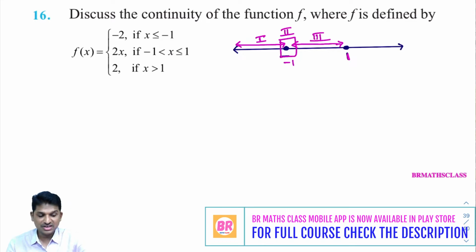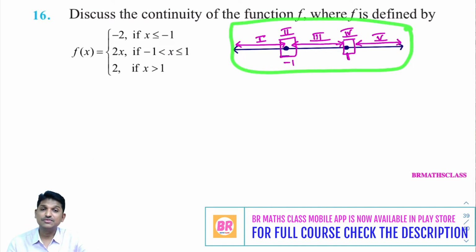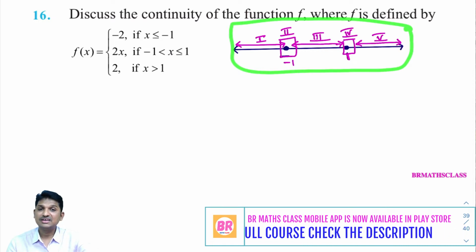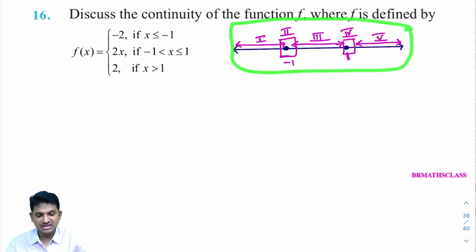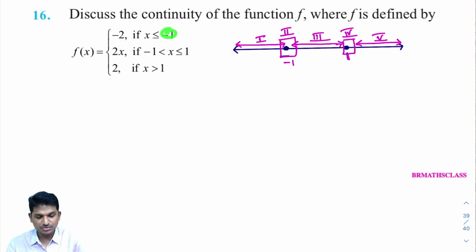Case 4. What is case 4? I'll check the continuity of the function at x equal to 1. What is case 5? I'll check the continuity of the function when x value is greater than 1. So this is case 4 and this is case 5. As the domain of the function is all real numbers and this function is varying at 2 points, minus 1 and plus 1, I marked minus 1 and plus 1 on the number line. And I need to do this problem in 5 cases.